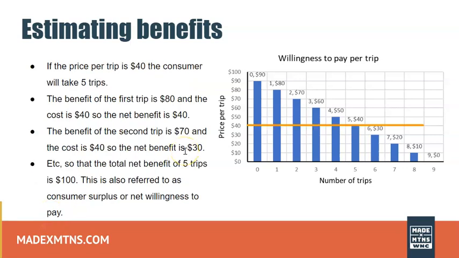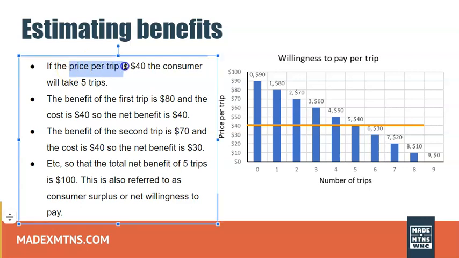Okay, so in terms of estimating benefits for benefit cost analysis, on this bar chart, I've drawn this horizontal line, and we're going to say that for this consumer, the price per trip is $40. So in that case, the consumer is going to take 5 trips. So as long as the willingness to pay $80 is greater than $40, the consumer will take a trip.